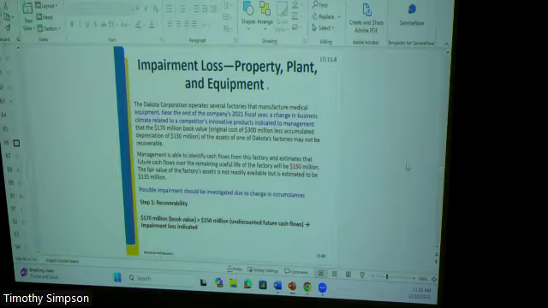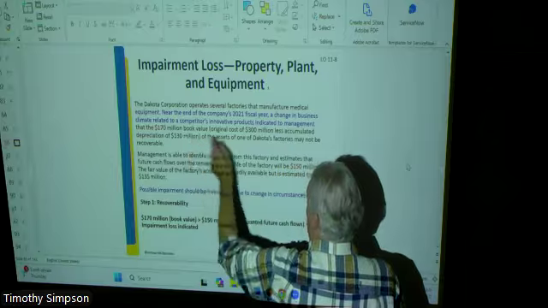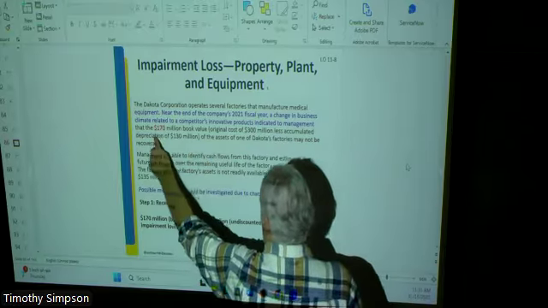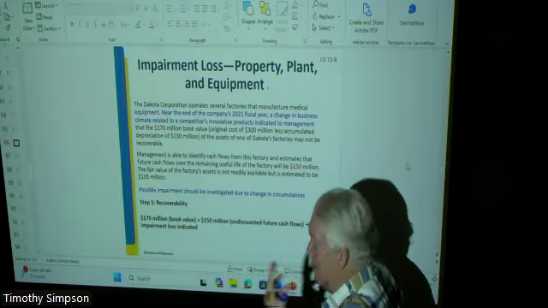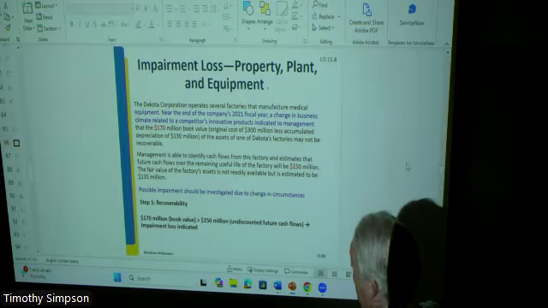So here's an example. The Dakota Corp operates several factories that make medical equipment. Near the end of the company's 2021 fiscal year, a change in business climate related to a competitor's innovative products indicated to management that the $170 million book value, which arises from what? The original cost of $300 million minus accumulated depreciation of $130 million. 300 minus 130 is 170. That's the book value. In other words, the net book value, net of accumulated depreciation.